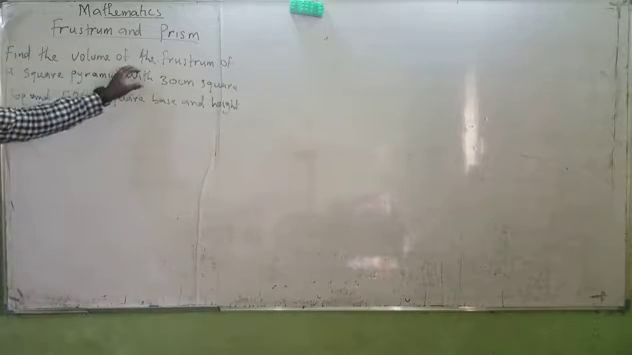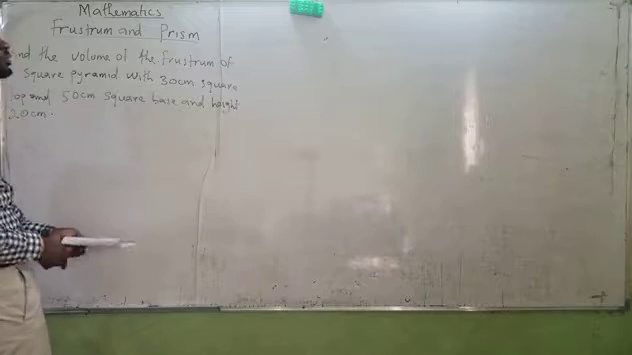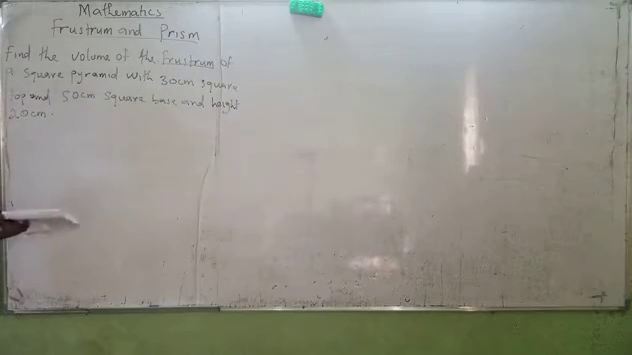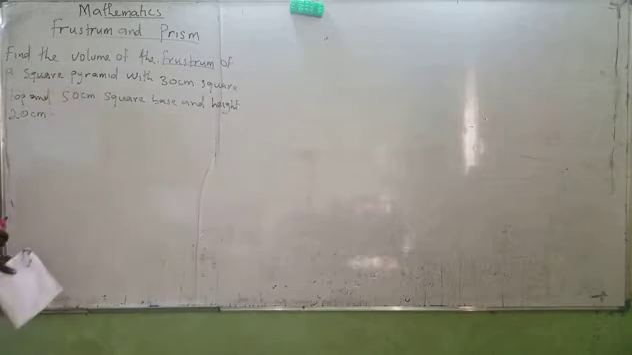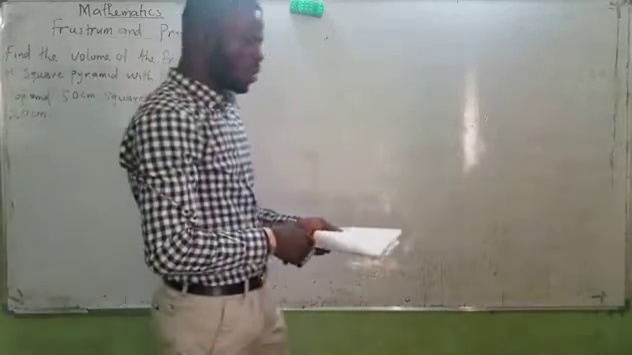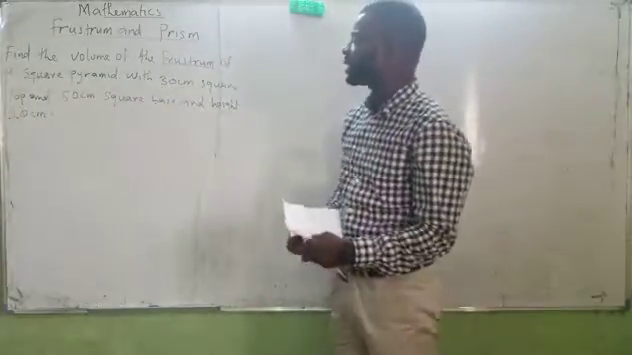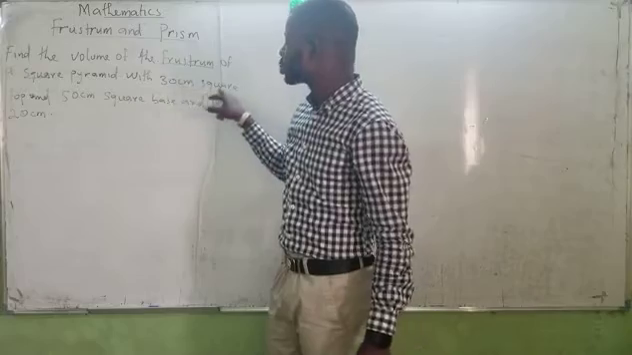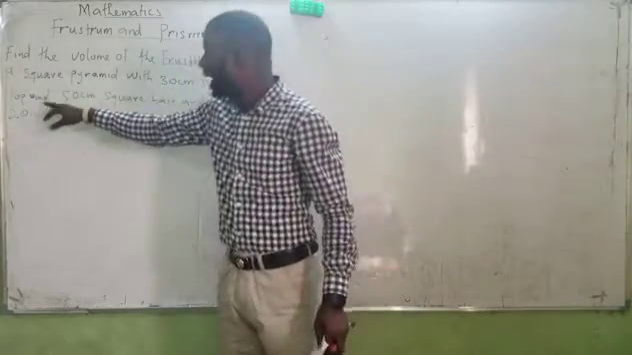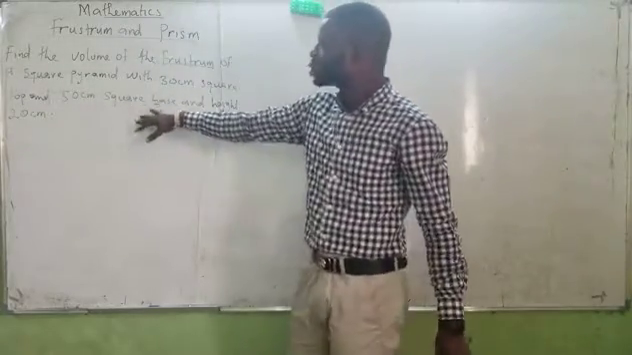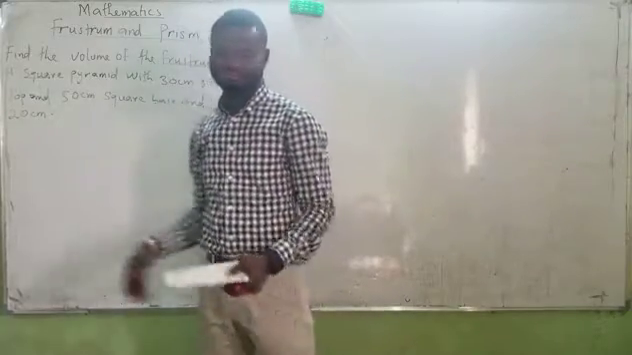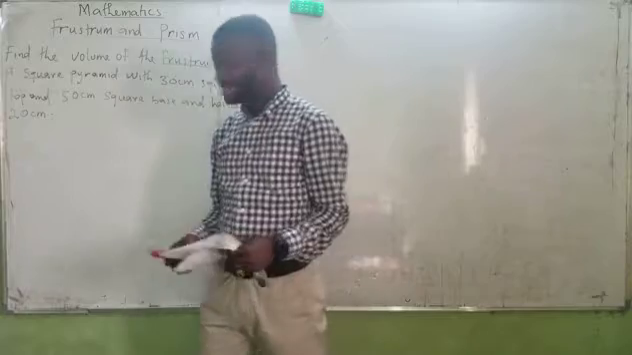Find the volume of the frustum. Can you see the word frustum? Frustum is written here of the square pyramid. Do you know what is called a square pyramid? Now, a square pyramid with 30 centimeter square top and 50 centimeter square base and height of 20 centimeter. It's very, very simple.